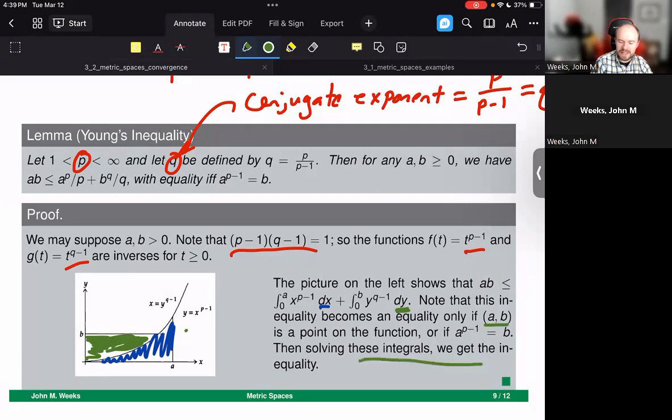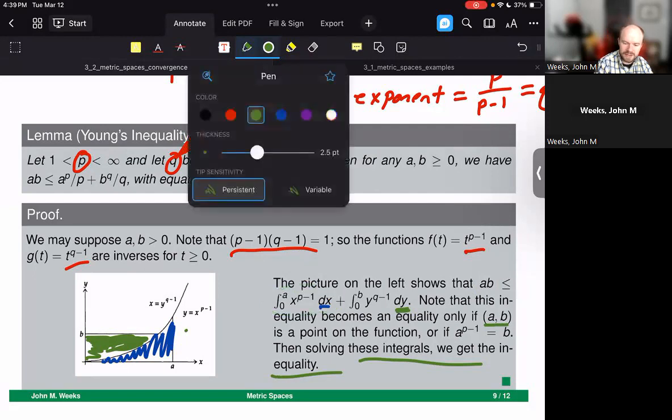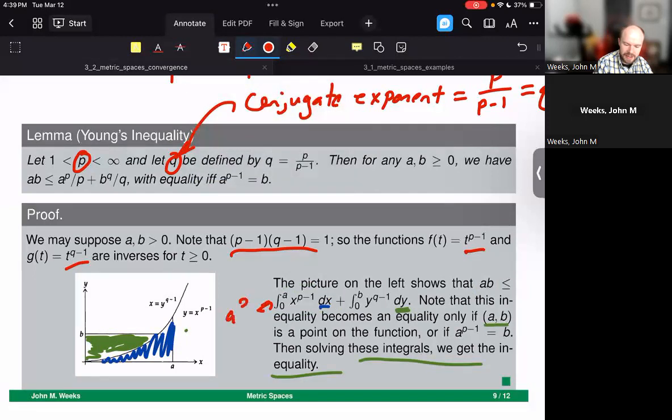Then if we actually take these integrals, what we're going to get for this first integral is a to the p over p, and for this one b to the q over q. Then we get a very interesting inequality that we maybe would not have expected, which is that a times b is less than or equal to a to the p over p plus b to the q over q. The equality part comes from the fact that you only get equality if a to the p minus 1 equals b, which is to say that (a, b) is a point on this function. So that would actually mean you get equality there.